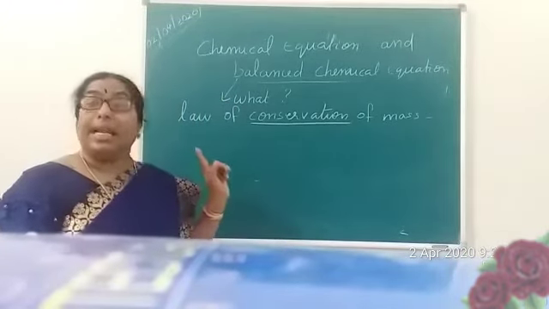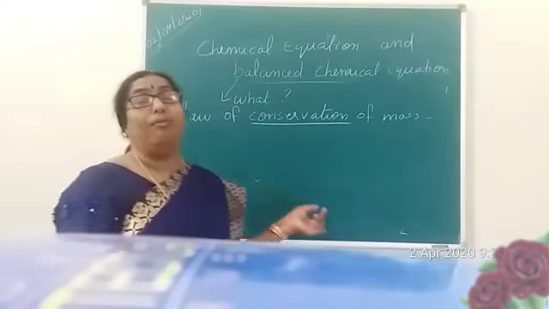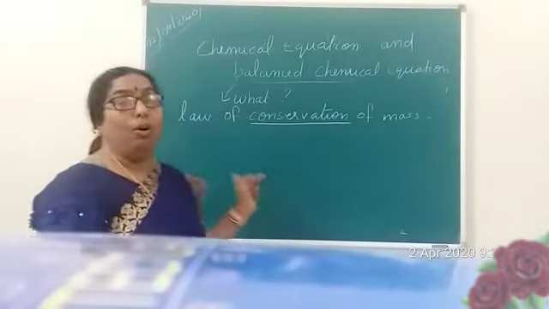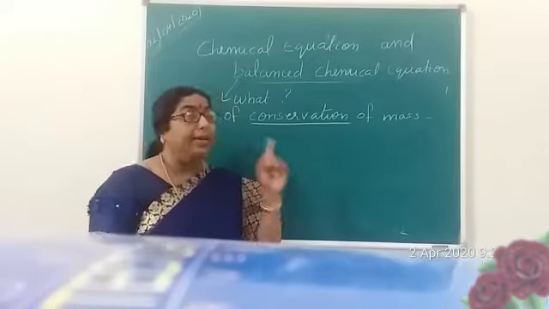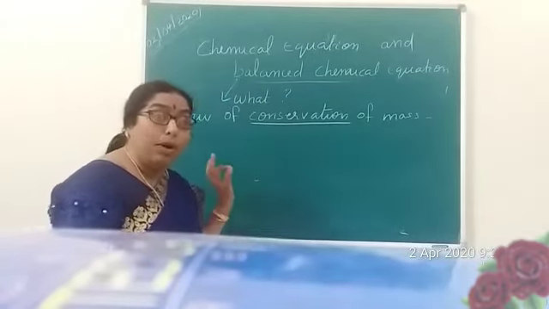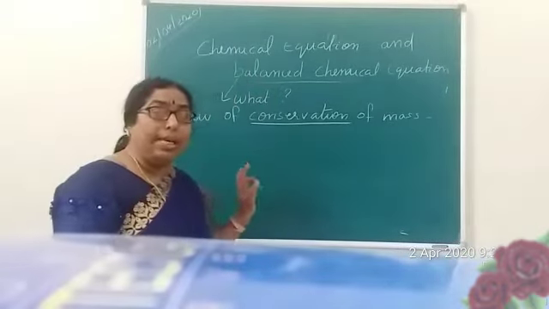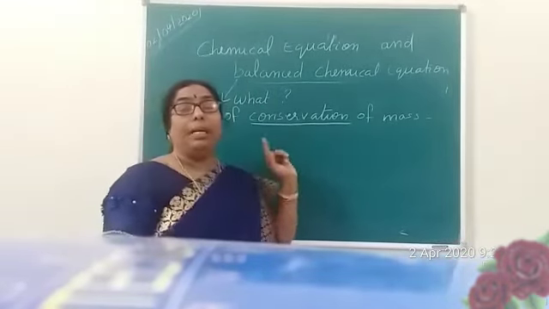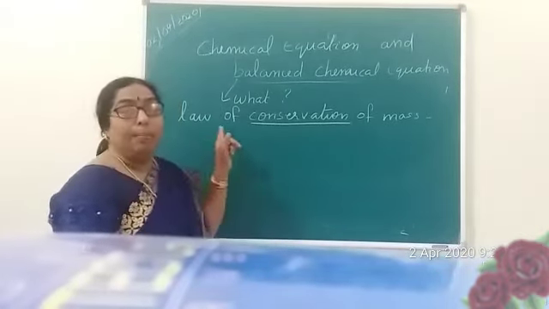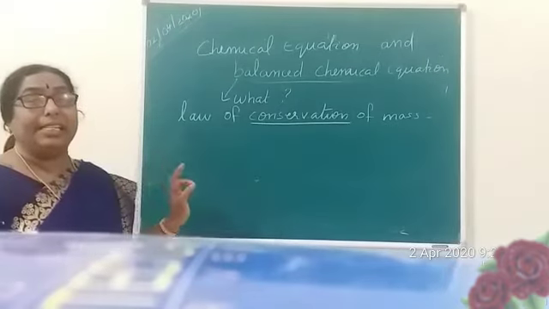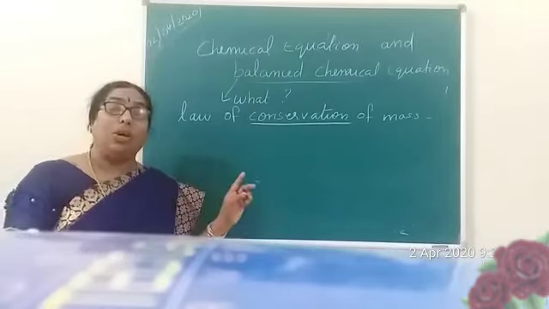That is, mass can neither be created nor be destroyed, but it can be converted from one form to another form. Law of conservation of mass states that mass can neither be created nor be destroyed. It can only be converted from one form to another form. That is, total mass of reactants should be equal to total mass of products. That is why, children, balancing of chemical equation is a must. Then only we are able to verify the law of conservation of mass.